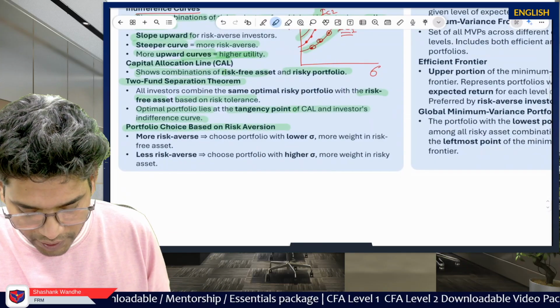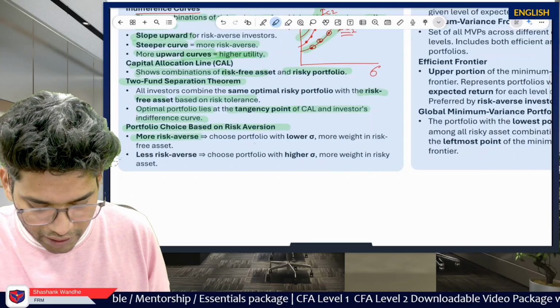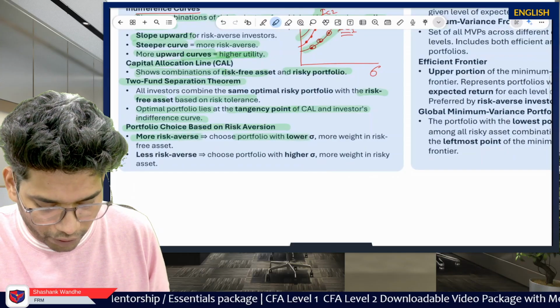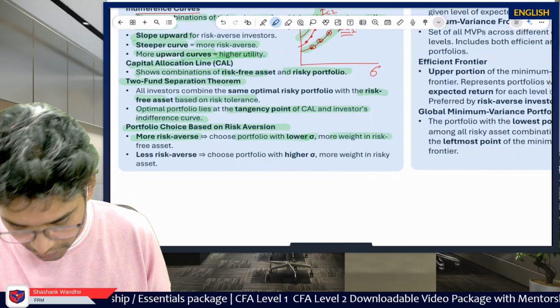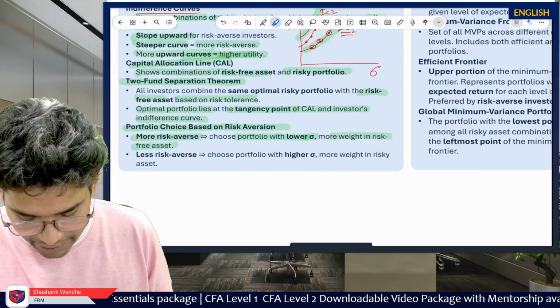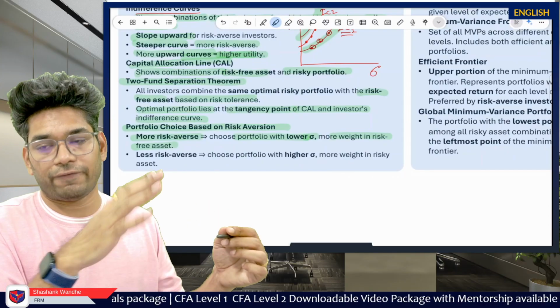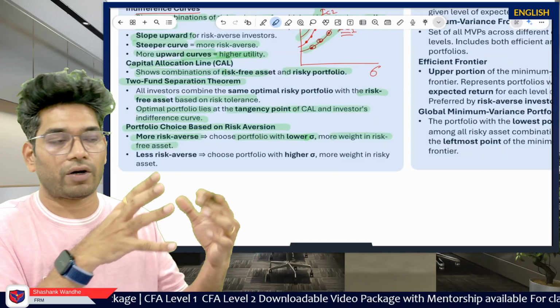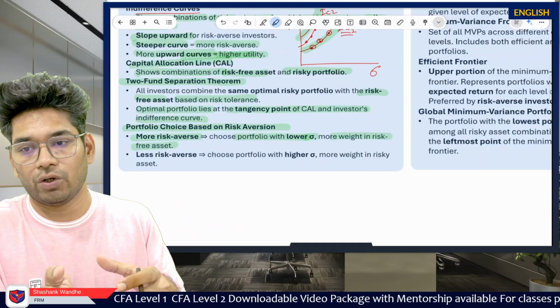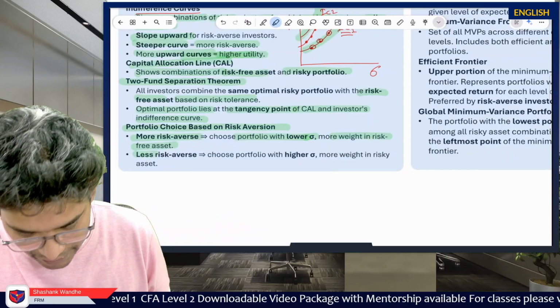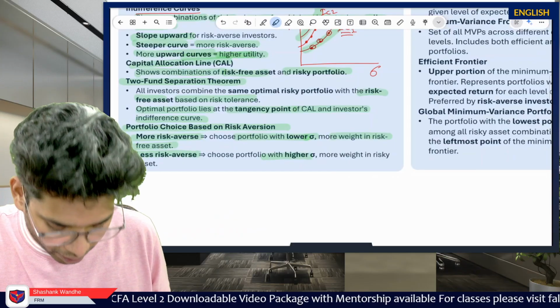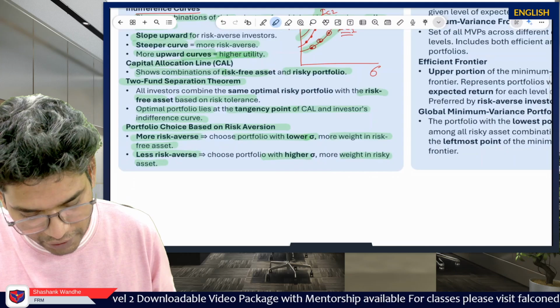Now, the portfolio choices are based on the risk aversion. A more risk averse investor will choose the portfolio with the lower standard deviation, more weight in the risk-free asset. If the investor is more risk averse, more weight will go into the risk-free asset and lower weight to the portfolio. Less risk averse will put more weight to the portfolio, less weight to the risk-free asset.